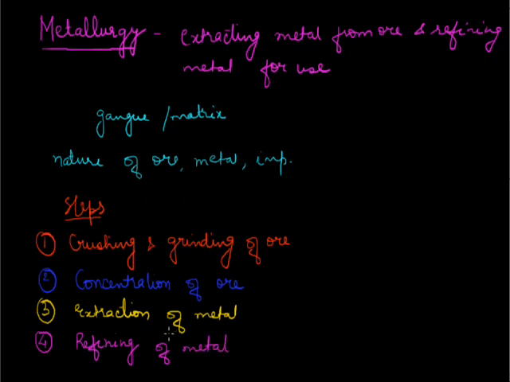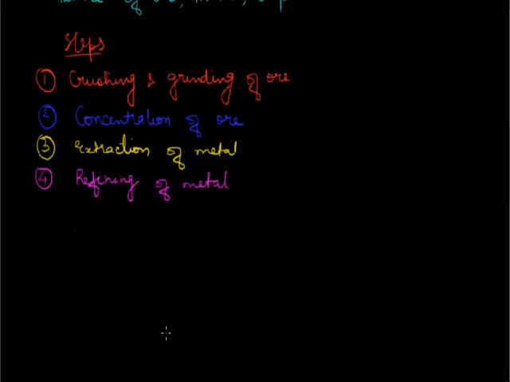So these are the four basic steps in metallurgy. First is the crushing and grinding of ore, concentration of ore followed by extraction of metal, and last the refining of the metal. We'll take these steps one by one, starting with the crushing and grinding of ore, the first step.